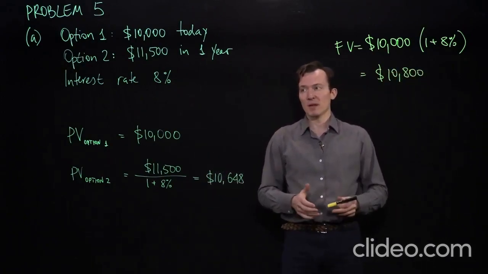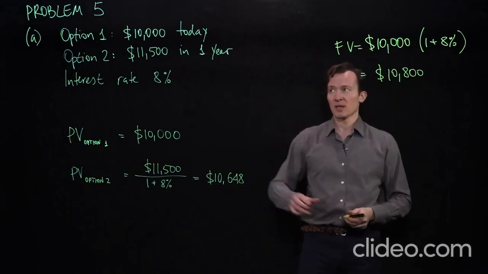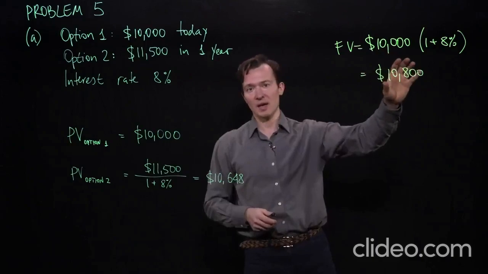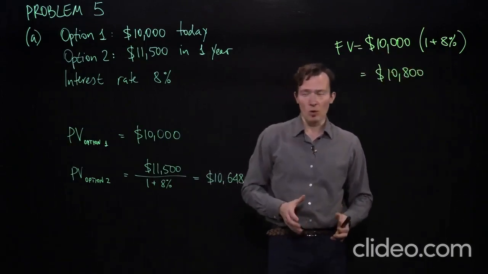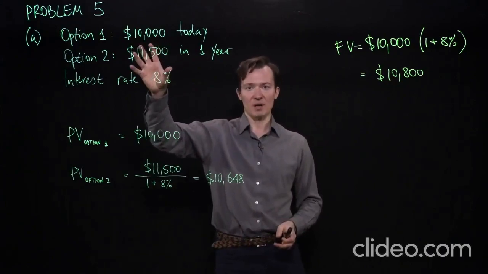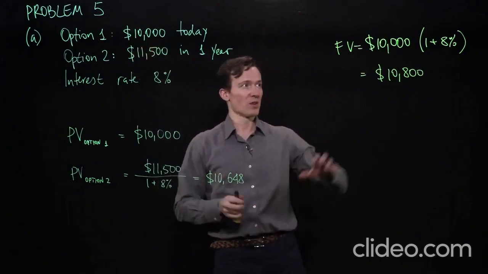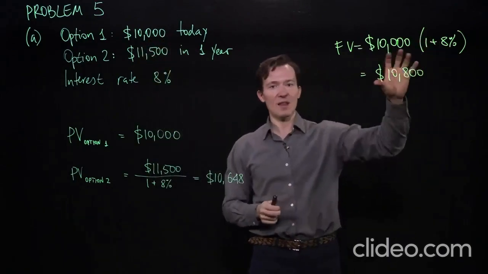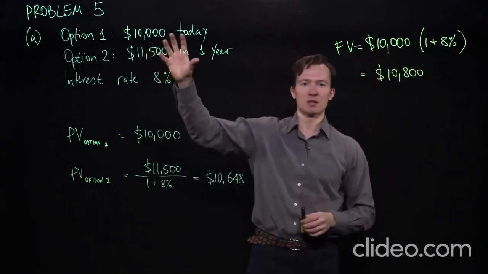So in this hypothetical scenario, if we take $10,000 today, at the end of the year we're going to get $10,800, which is lower than what we're going to get from our sister, which is $11,500. And because these two options have the same risk, and one gives us more money than the other one, we should be preferring the second option.